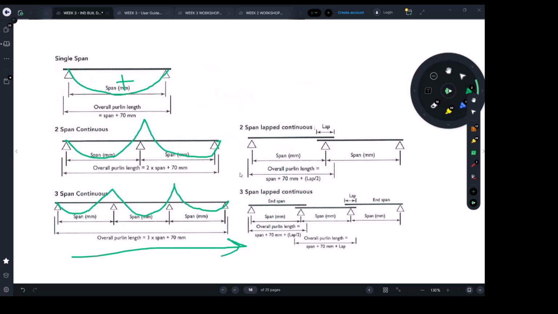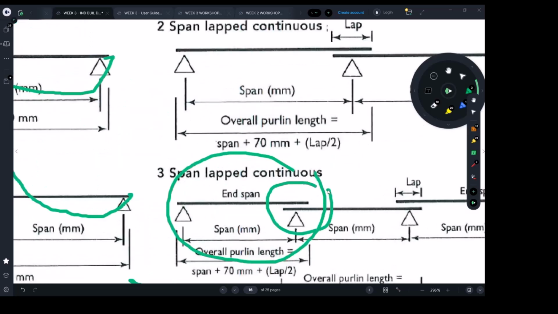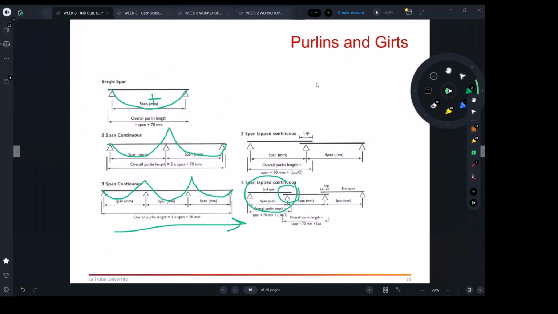So you can decide on having smaller sections, but remember, you're going to be paying more for doing the laps. Okay, so this image tells you the type of spans available for the builders and construction engineers to plan on building the warehouse. There are different span arrangements.